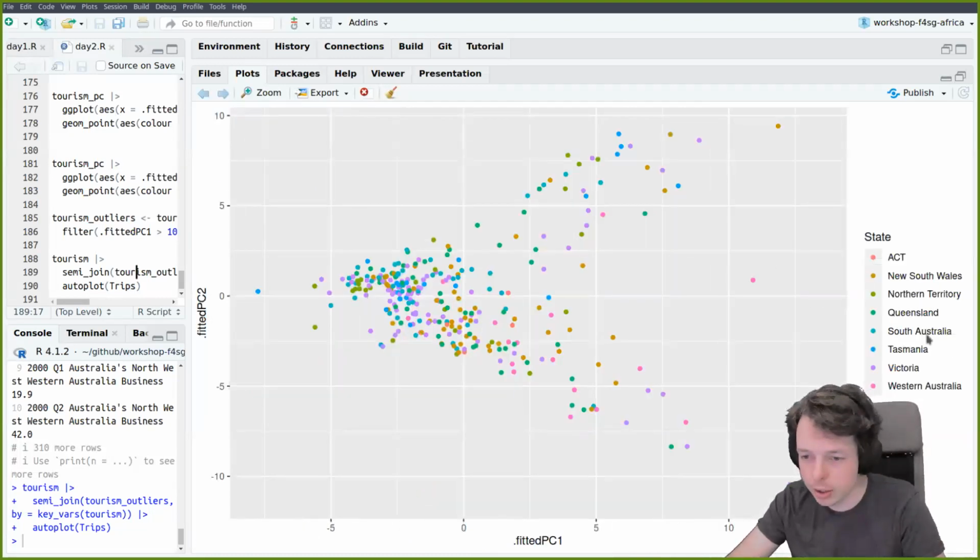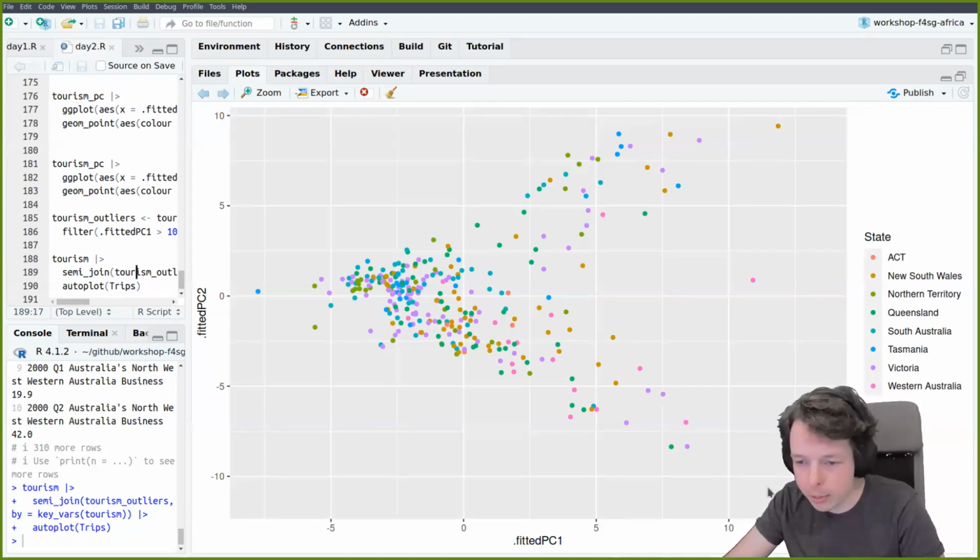if I had to guess, New South Wales was this orange one. You can see how that's the furthest out in this direction, because this direction is seasonal, the most important factor in the principal components. So this one is unusually seasonal. It's really strong in terms of its seasonality.